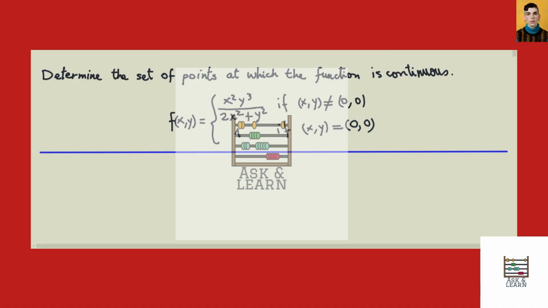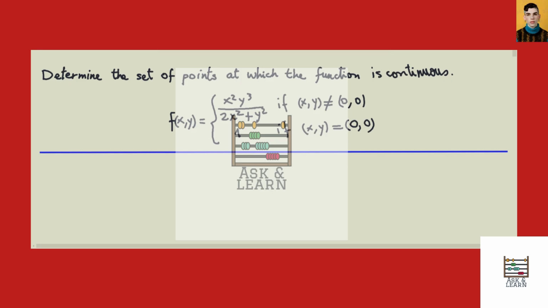We are going to determine the set of points at which the following function is continuous. The function is defined as f of x, y equals x squared times y cubed in the numerator over 2x squared plus y squared, for all points different from the origin (0, 0), and at (0, 0) the function is defined as 1. So we are going to talk about where this function can be continuous.